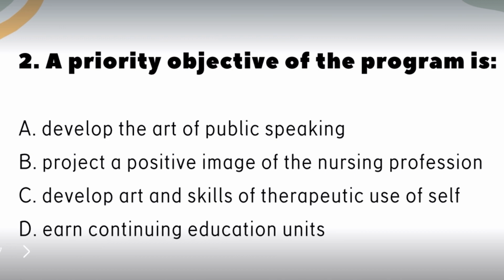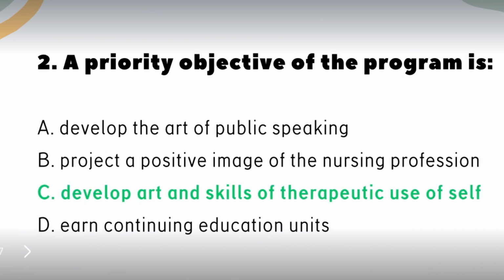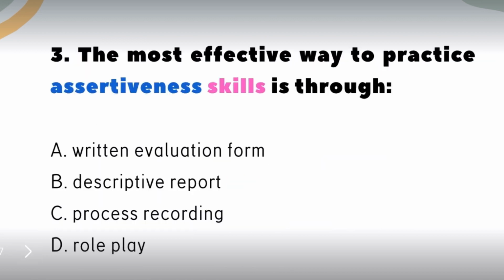Number 2. A priority objective of the program is to... Ano nga yung program na yun? Yung self-discovery ng mga nurses. It's C. Develop the art and skills of therapeutic use of self. As you can see, this is the most umbrella technique. Kung gagamitin natin yung umbrella technique, it encompasses everything. Yeah? Development of art of public speaking, positive image of the nursing profession, continuing education units, they're all good, diba? Kaya si C, art and skills of therapeutic use of self. It encompasses everything.